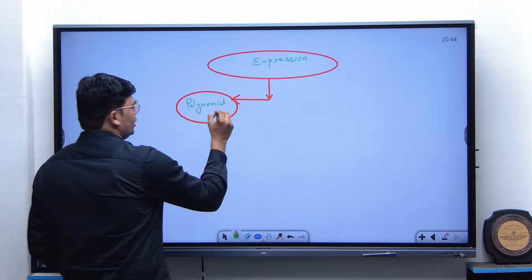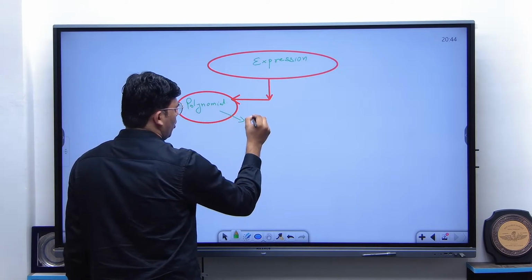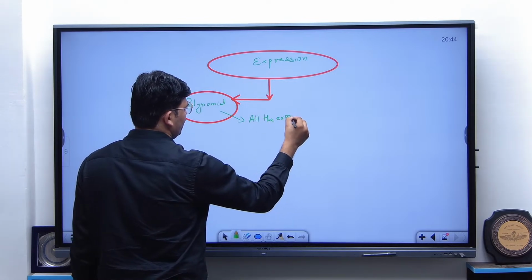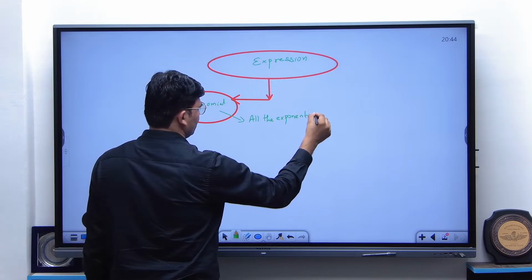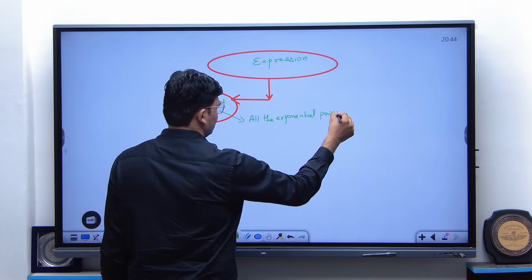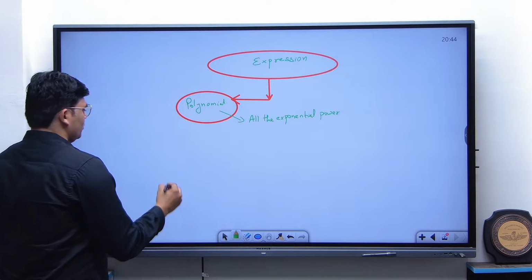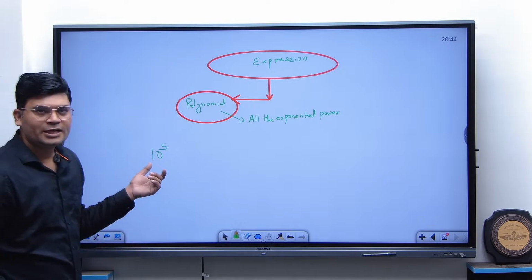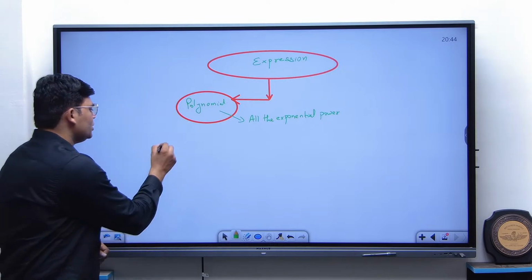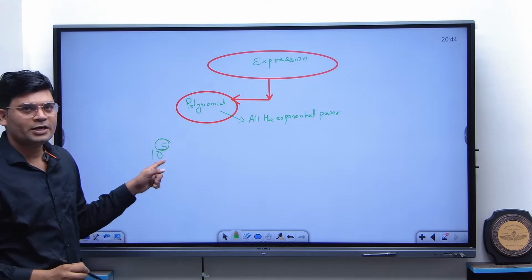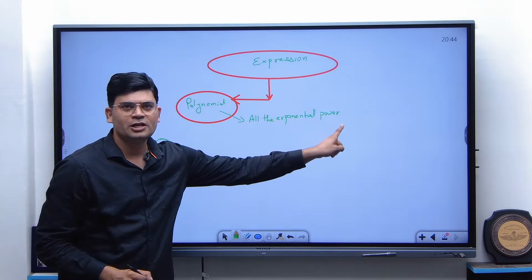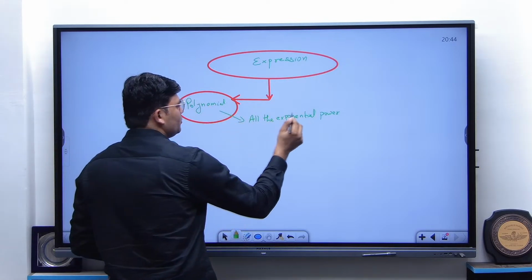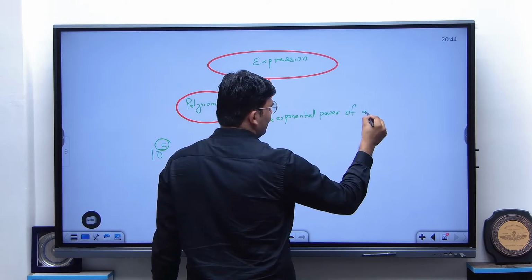What is the condition? The condition is all the exponents, all the exponential power. You know what is an exponential power? Something multiplied by the same value. Suppose I say 10 to the power 5. That means 10 is being multiplied 5 times. So this 10 into 5 times, this 5 is known as exponential power. It has got power. It can multiply it.